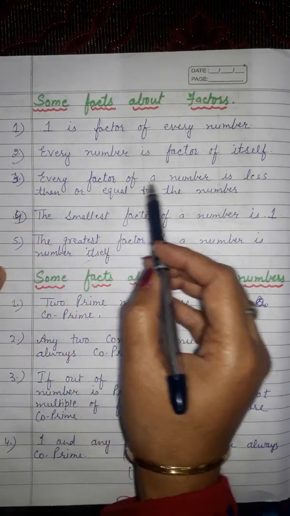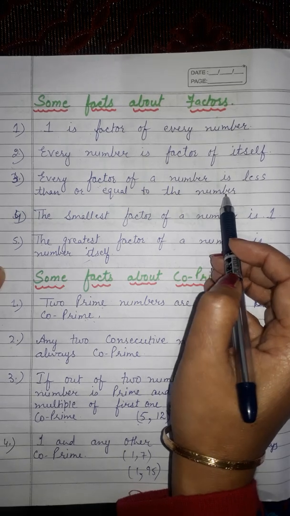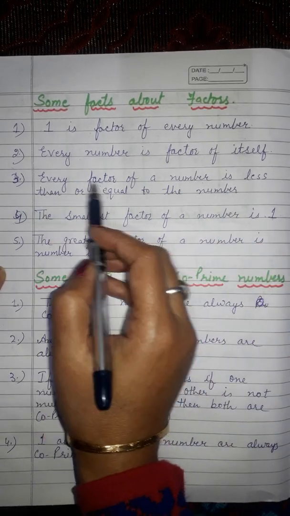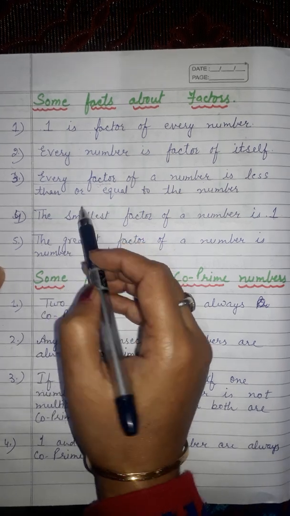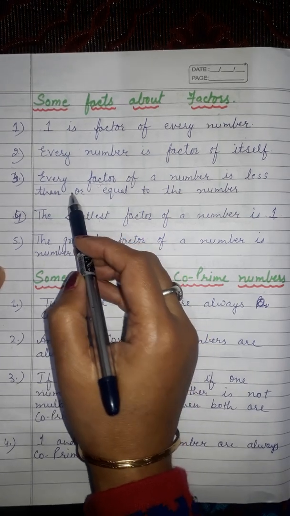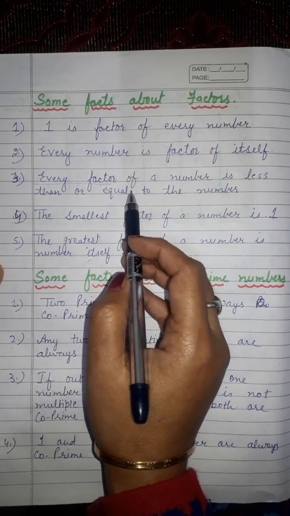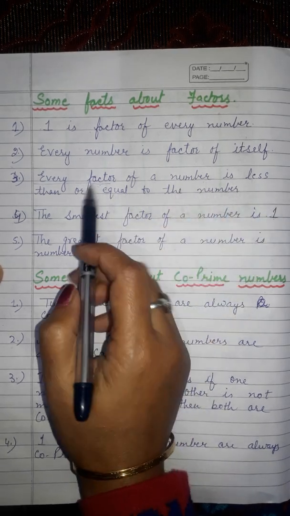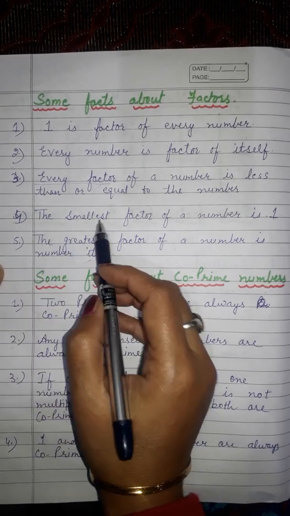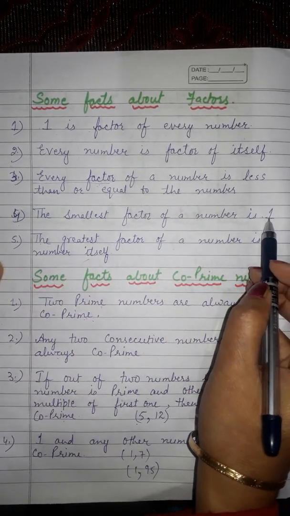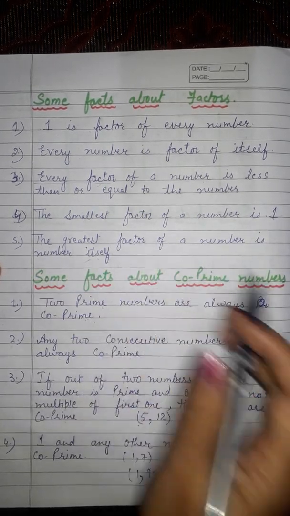Third is every factor of a number is less than or equal to the number. Okay. आप कोई भी factor लीजिए, that should be less than the number or equal to the number. A number which is greater than the number will not be a factor of that number. The next is the smallest factor of a number is 1. Okay. The greatest factor of a number is the number itself.